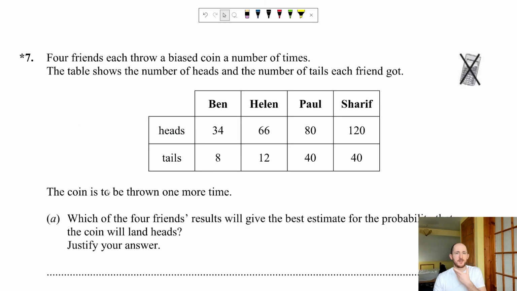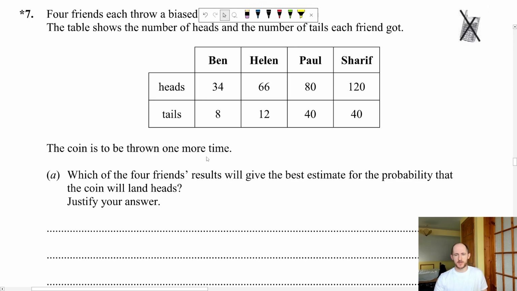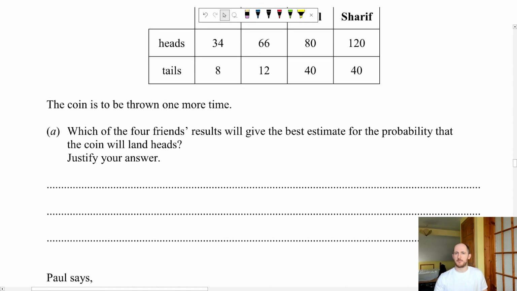Now we have some written questions, which in a maths exam probably makes you feel a bit sick, but let's go. So 4 friends each throw a biased coin, so that means the probability of getting heads and tails is not the same. A number of times, the table shows the number of heads and tails each friend got. So, read through that. The coin is to be thrown 1 more time. Which of the 4 friends' results will give the best estimate for the probability that the coin will land heads? And here's where a lot of students would probably say, well, whoever has the most number of heads. Now, in this case, you would be right, but your justification would be wrong and you wouldn't get the mark.